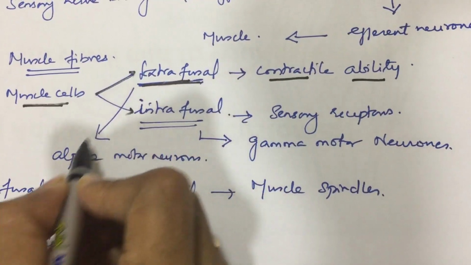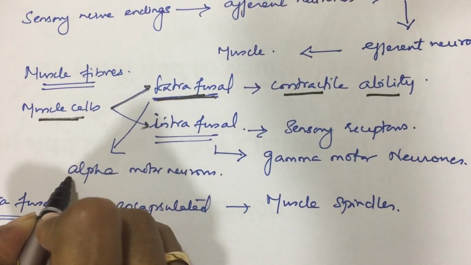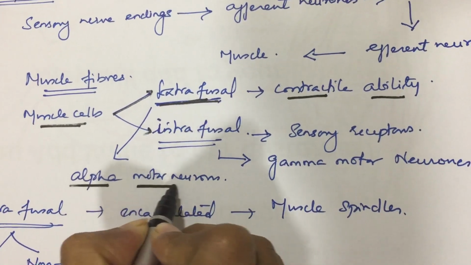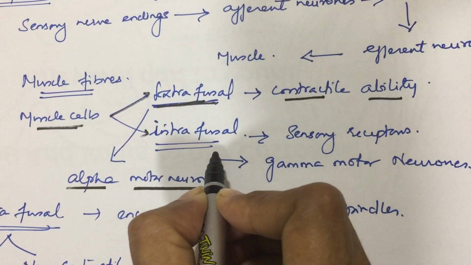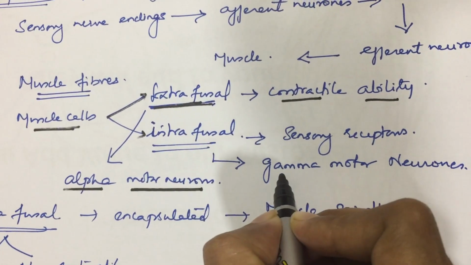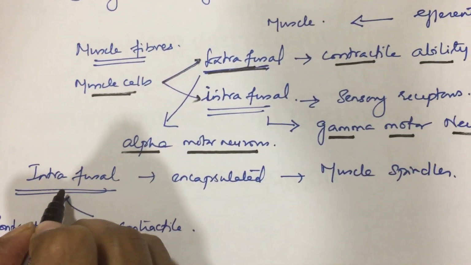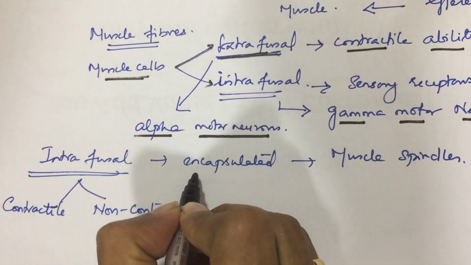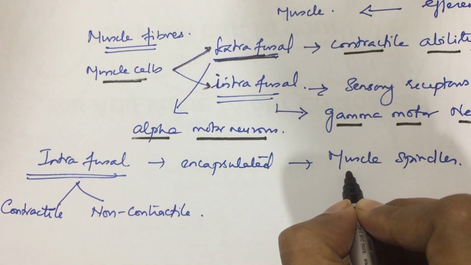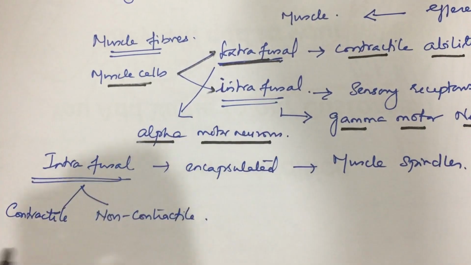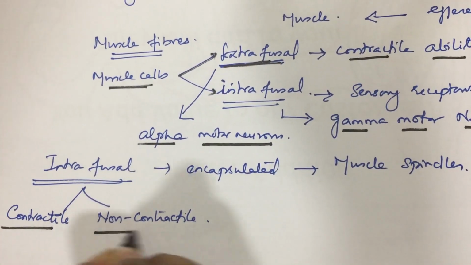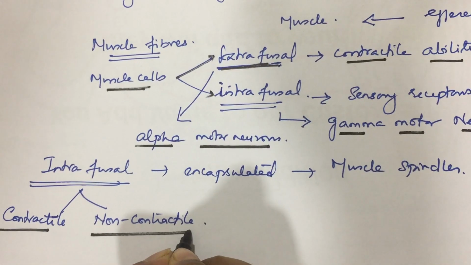The extrafusal muscle fibers are innervated by the alpha motor neurons. The intrafusal muscle fibers are innervated by the gamma motor neurons. The intrafusal muscle fibers are encapsulated and occur as muscle spindles in the fibers. They have contractile and non-contractile elements.